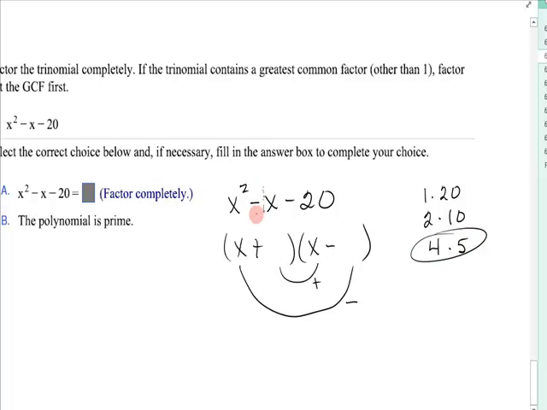You're going to have to take the difference, subtract, and keep the sign of the larger. The sign of the larger ends up being negative. So that tells me to put the 5 there and the 4 there. If you put them in the wrong place, you will discover it when you check, and then you just erase and move them. The outer product is negative 5x. The inner product is positive 4x. Subtract, keep the sign of the larger, is negative 1x. Positive 4 times negative 5 is negative 20.